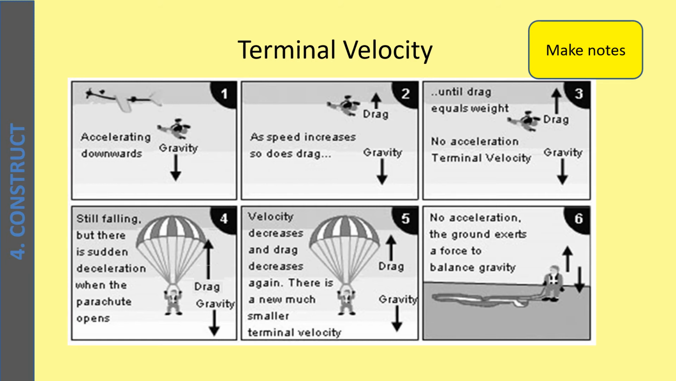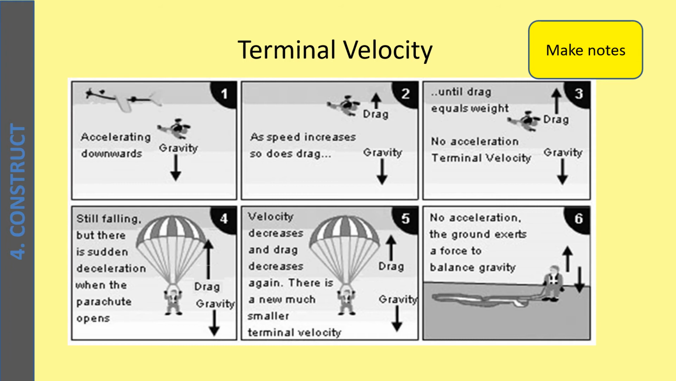Now in diagram 4, he's still falling, but when he opens the parachute, there's a sudden increase in the drag, and this causes a sudden deceleration. Basically, he's opened the parachute, and because of the shape of the parachute, the force of drag has increased very, very quickly. So for a little while, the drag is more than the gravity, and that's what causes the deceleration.